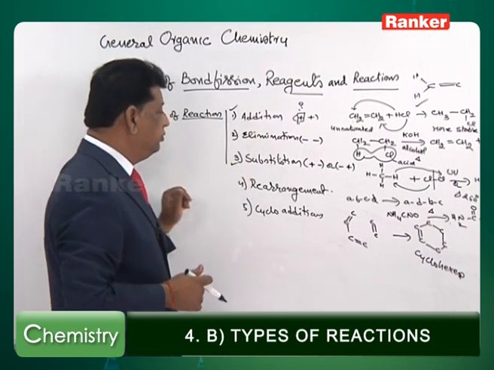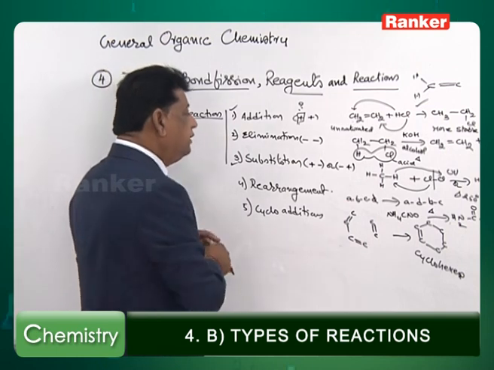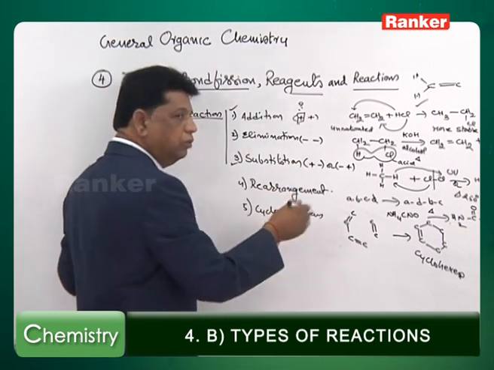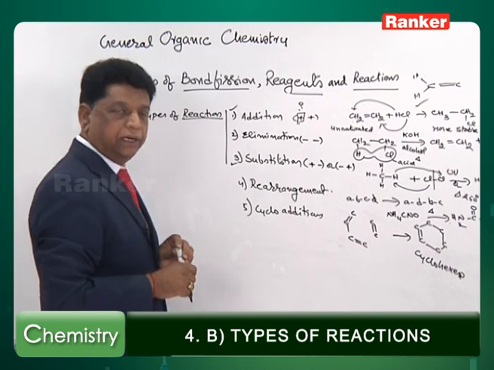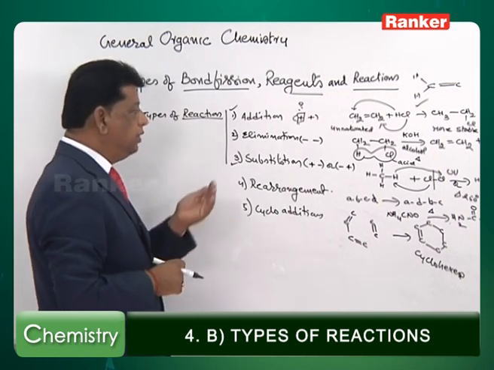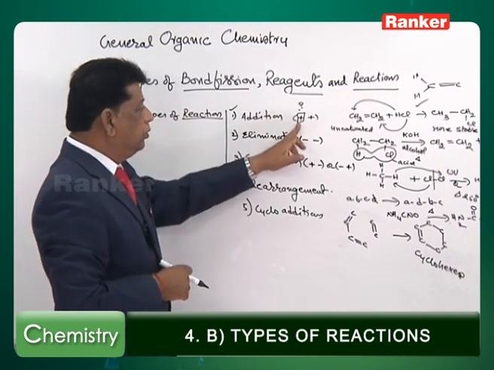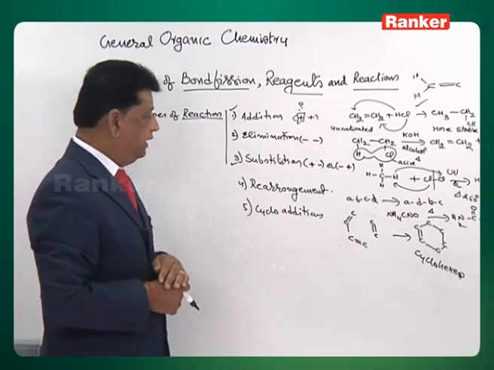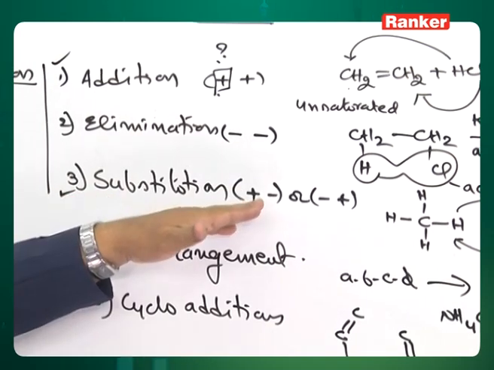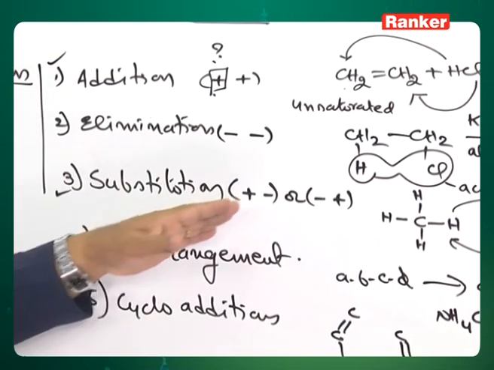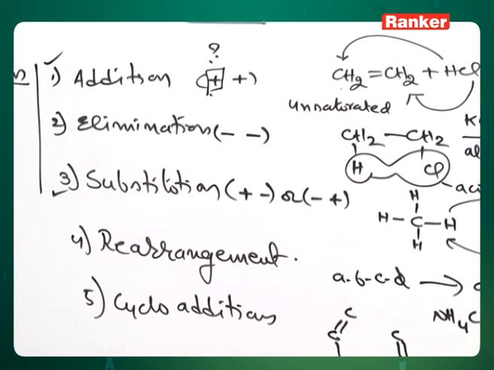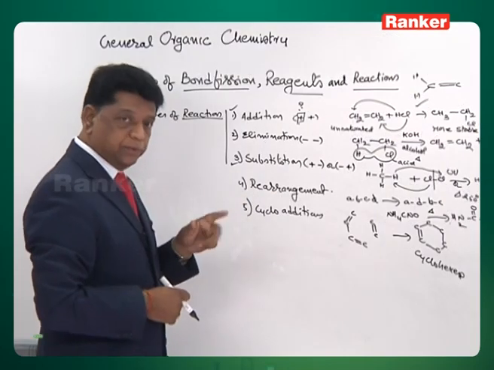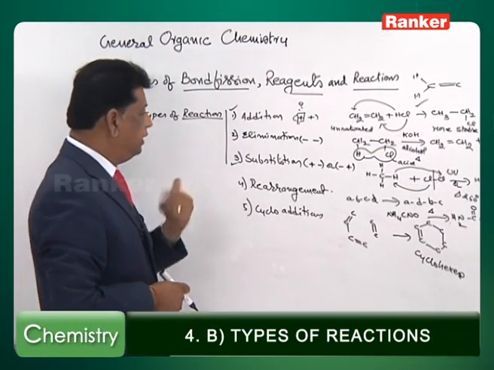Even in substitution, one is coming and one is going. Outgoing I am not interested in, but what is incoming? Based on incoming, here both are coming, therefore based on what comes first the addition is classified. Based on which is coming, outgoing I am not interested in, I classify substitution into 3 types: electrophilic substitution, nucleophilic substitution, and radical substitution.